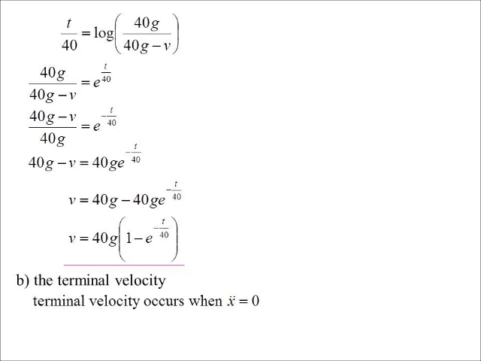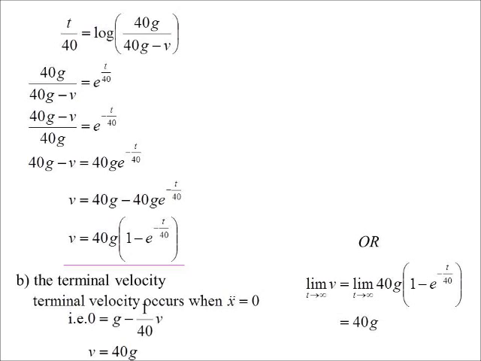I could say acceleration is equal to 0. So I go back to the original acceleration formula, solve that, yes, I get v equals 40g. Or, because I have the velocity time equation, I can say, well, that'll be the limit of 40g, 1 minus, and we have our exponential. If you think of your exponential, e to the negative t will be coming down and approaching 0. And so I'd end up just with 40g. Either way, we get the same answer.